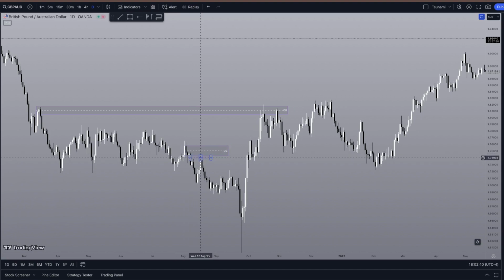Super acute reaction. If you did get into this, you can use the lower time frames. Obviously, you always want to use your 4 hours, your hourlies.